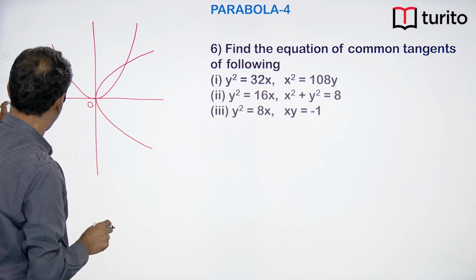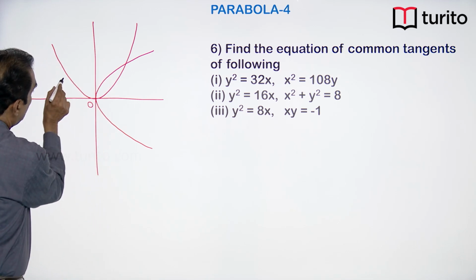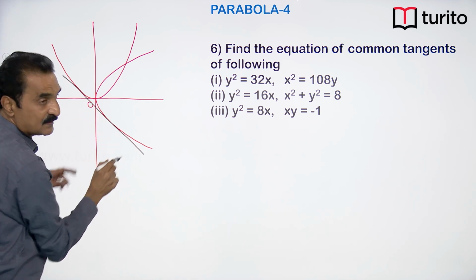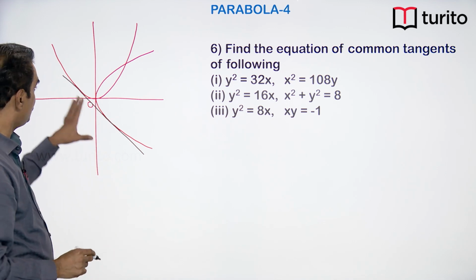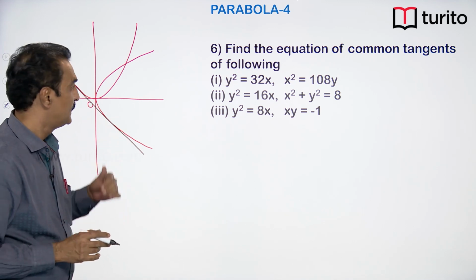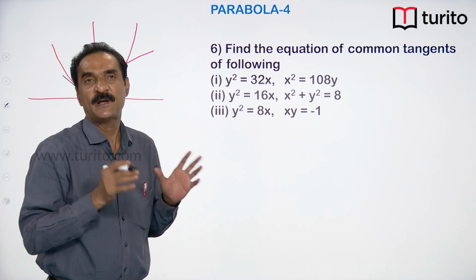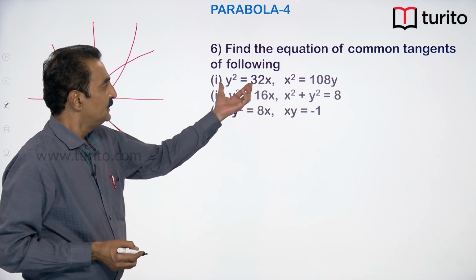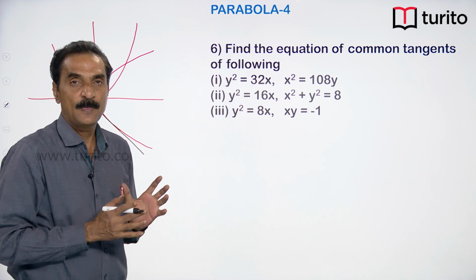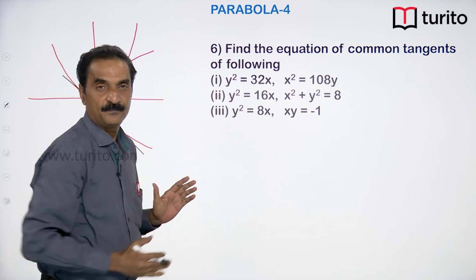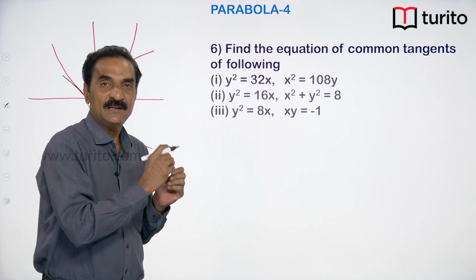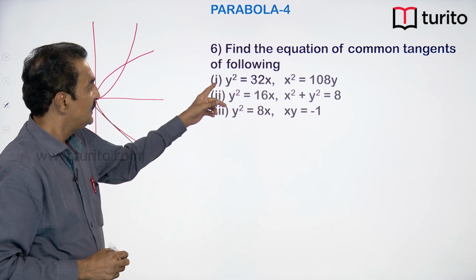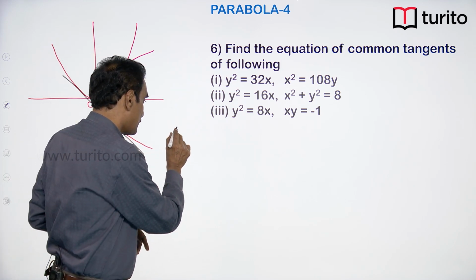You can easily observe that only one common tangent exists like this. This is the common tangent of the two parabolas, just observing from the diagram. Now, even without the diagram, we can find the answer. In this kind of problems, we assume a tangent to one curve in slope form, then we apply the condition for tangency to the second curve. I am solving the first question.